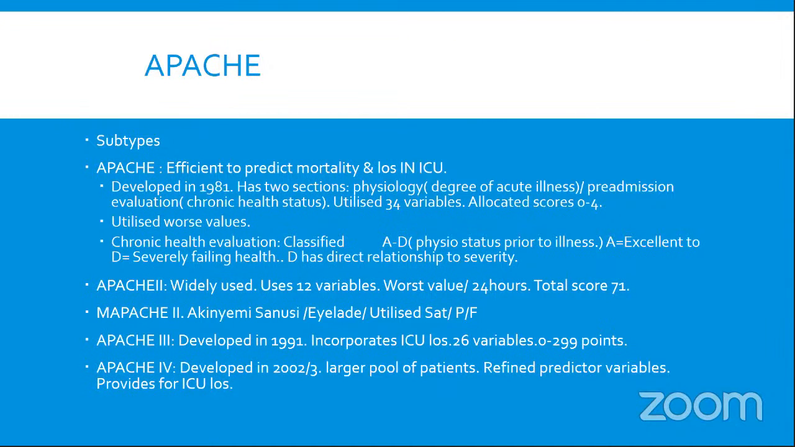When it was developed, you see the flaws in the design. But it's actually an efficient tool to predict mortality and length of stay in the intensive care unit. That's what APACHE generally does, predicts mortality and evaluates length of stay in the ICU. But the first one that was developed used 34 variables, which is basically cumbersome, and allocated scores of 0 to 4.